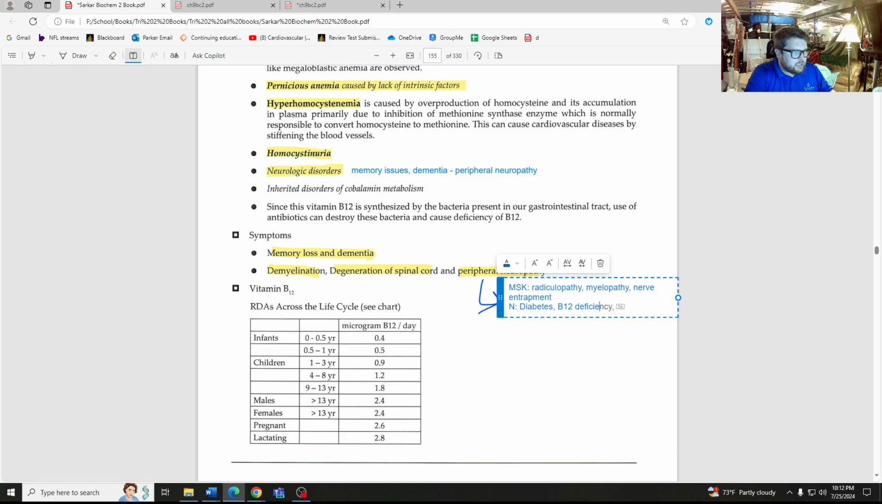B12 deficiency is very similar to that. You can get neuropathy from B12 deficiency because you need vitamin B12 in order for your nerves to work properly, which is another reason why you get the memory loss and dementia.